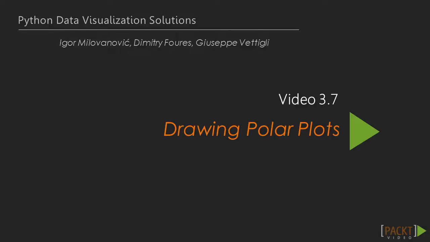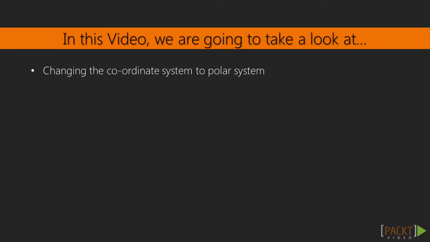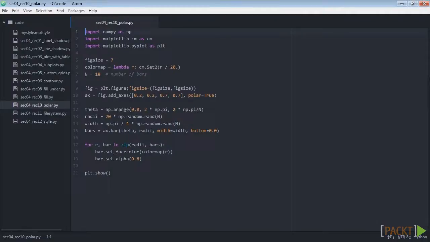This is the 7th video of the section, Drawing Polar Plots. In the previous video, we've seen how to fill an under-plot area. In this video, you'll learn how to change the coordinate system used in the plot and to use the polar coordinate system instead. If the data is already represented using polar coordinates, we can display it using polar figures.